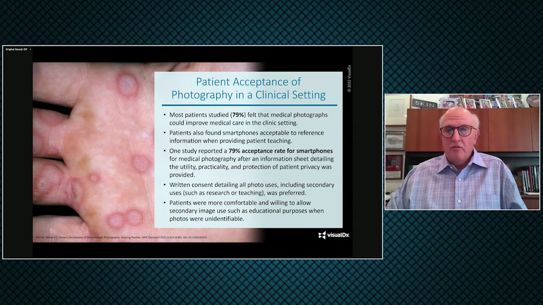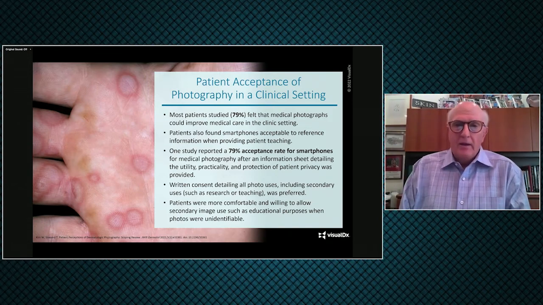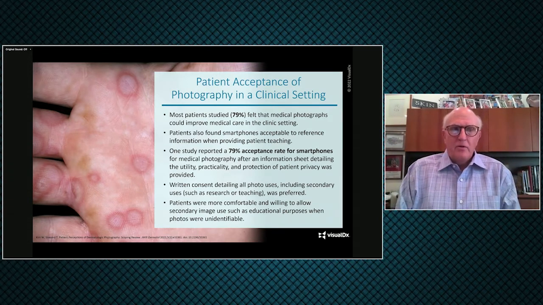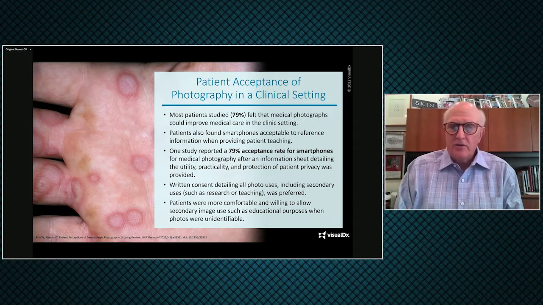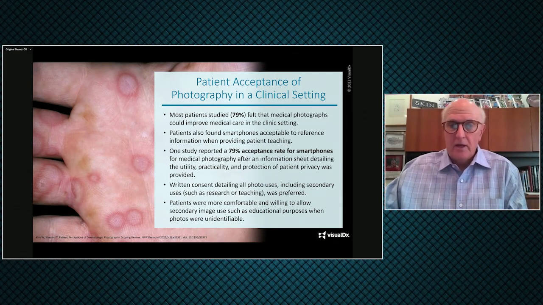But most patients, I find, and hopefully others on the panel can weigh in as well, I have hardly found anyone, maybe 1 or 2 out of 100 patients that I ask if I can take a picture, who will tell me no, that they really don't want me to take a picture. And I say, okay, no problem. And we don't take it.